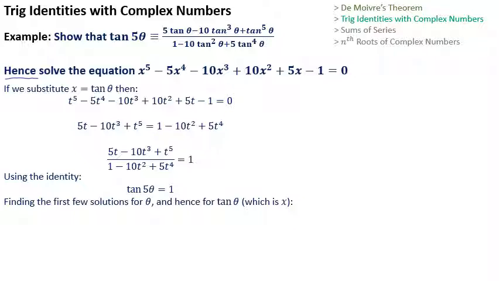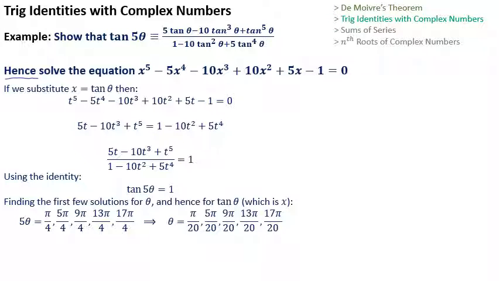So if tan 5 theta equals 1, that means 5 theta must be inverse tan of 1. Or the principal solution is just inverse tan of 1, and that's pi by 4. But we can generate more solutions by just adding multiples of pi. So I've started with that: pi by 4, 5 pi by 4, 9 pi by 4, 13 pi by 4, 17 pi by 4. I've listed 5 of them, because I'm expecting 5 solutions for x.